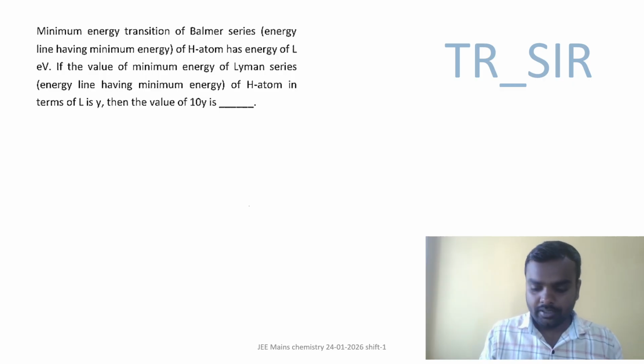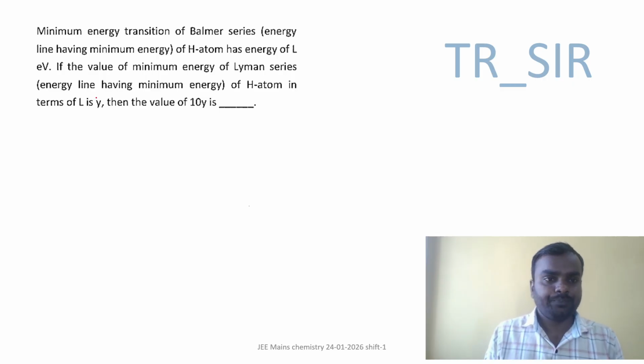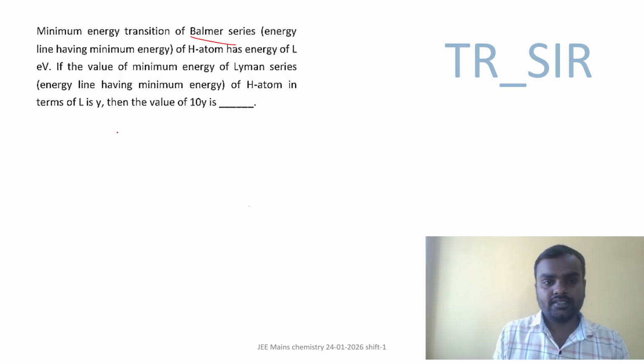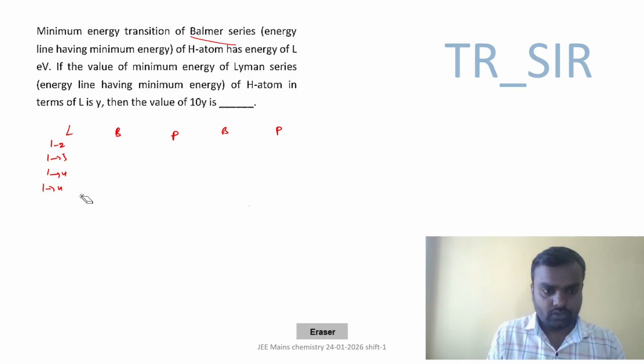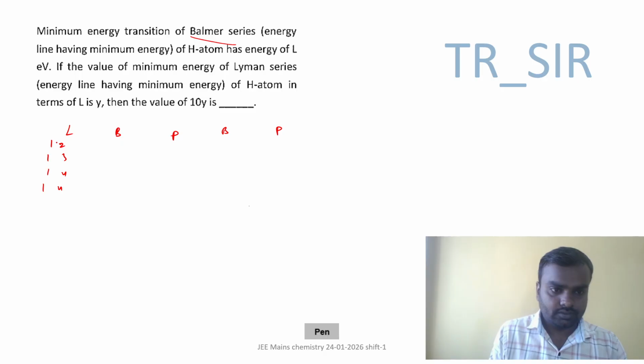Now you have atomic structure. One question is framed here: minimum energy transition of Balmer series. So guys, before Balmer there is Lyman, and Paschen, Brackett, Pfund will be there. The Lyman series first line starts from where? 1 to 2, 1 to 3, 1 to 4, 1 to 5. That means you have to represent it like this: 2 to 1, 3 to 1, 4 to 1, 5 to 1.